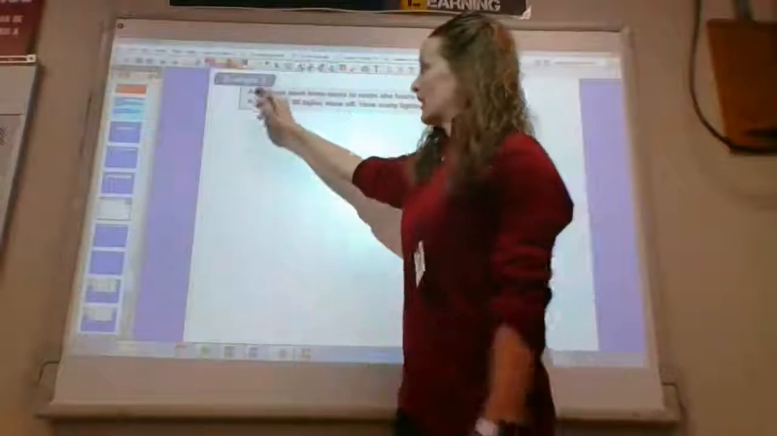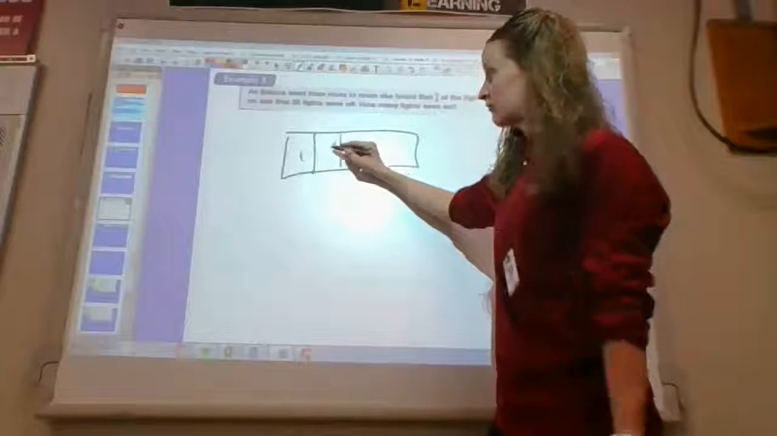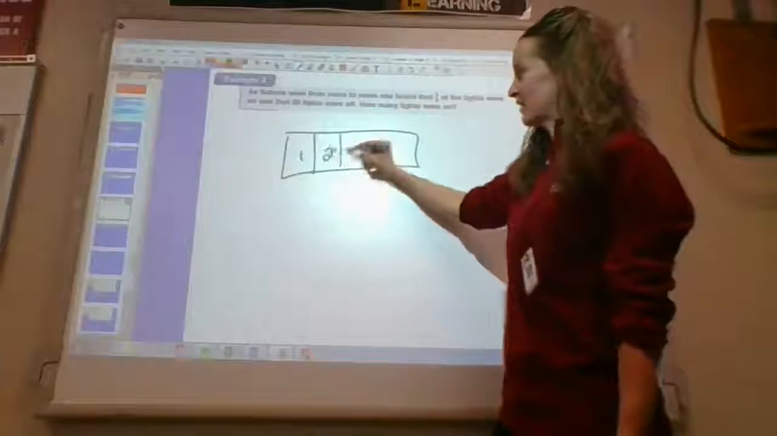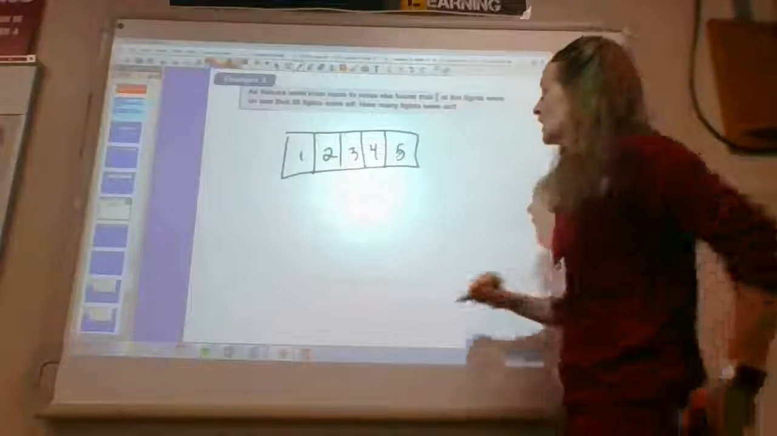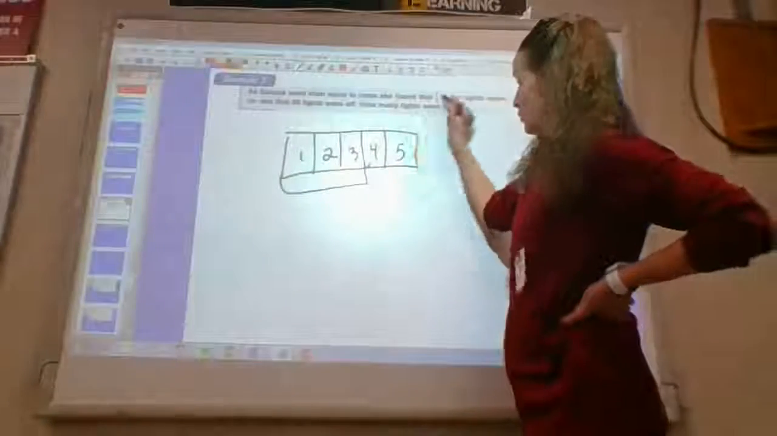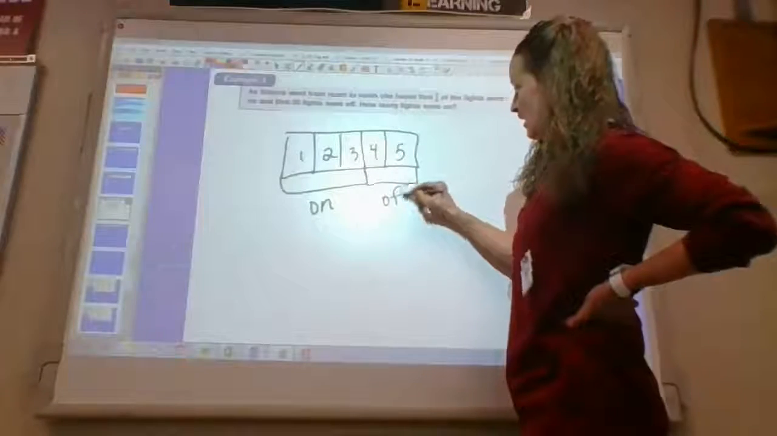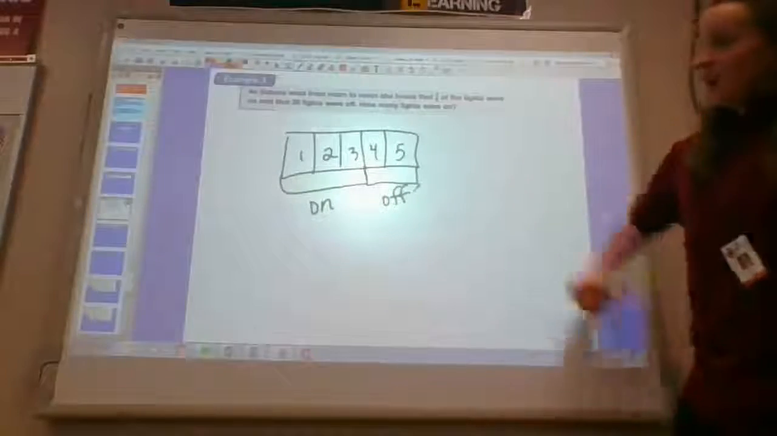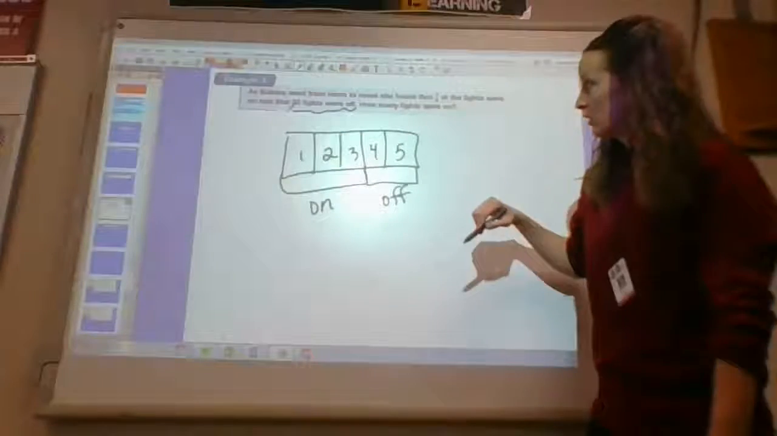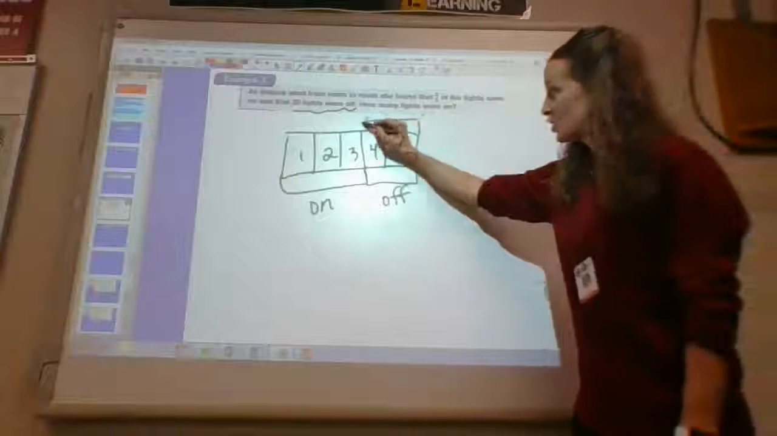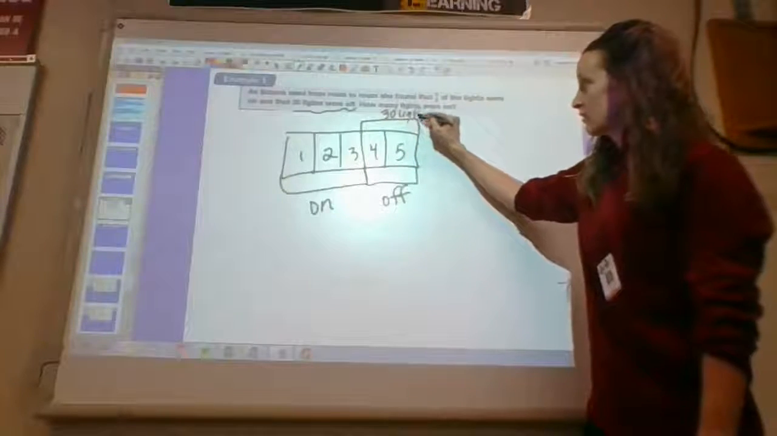Well, if you diagram it, hopefully you know that for 3/5, you would draw 5. You always draw the denominator. So 1, 2, 3, 4, 5, because that's the total. Then hopefully you know that these 3/5 are on. Then obviously these would represent off. And the other number we know is that 30 lights were off. So you know that between these two boxes, there are 30 lights.